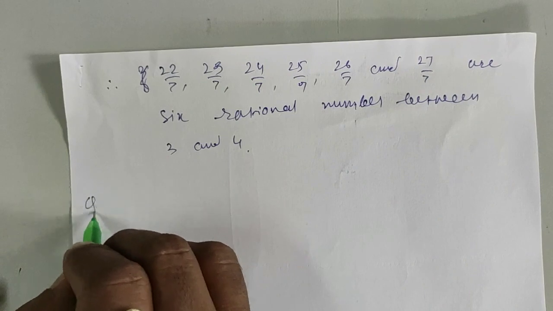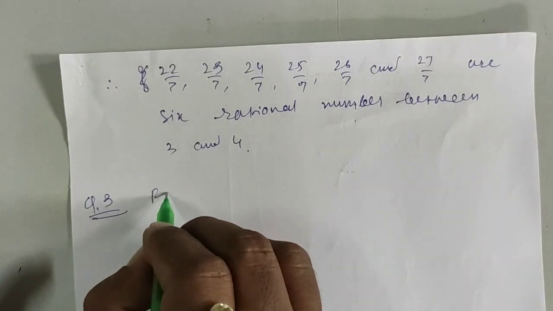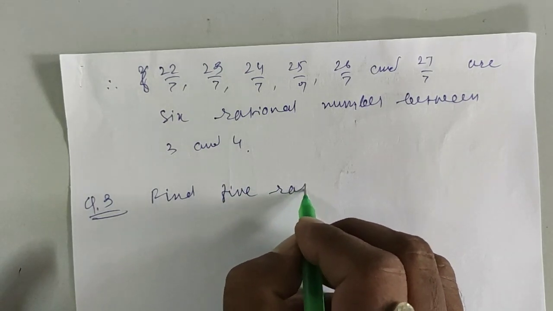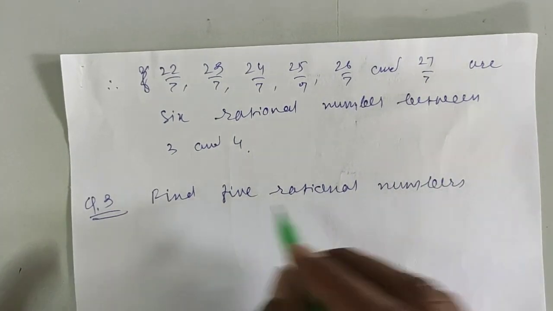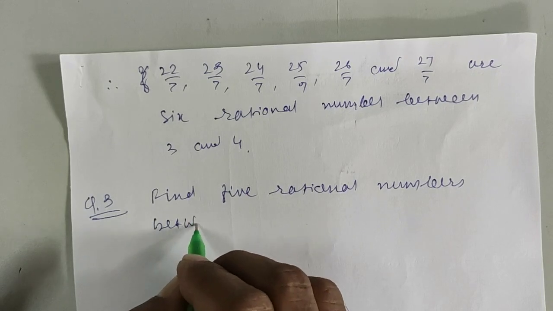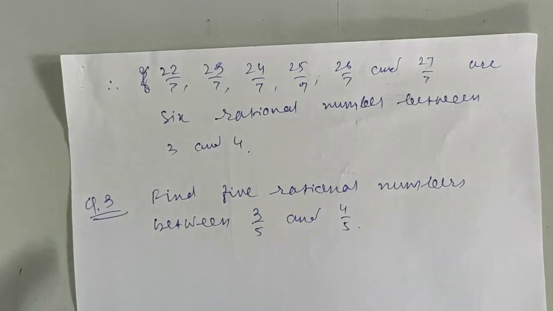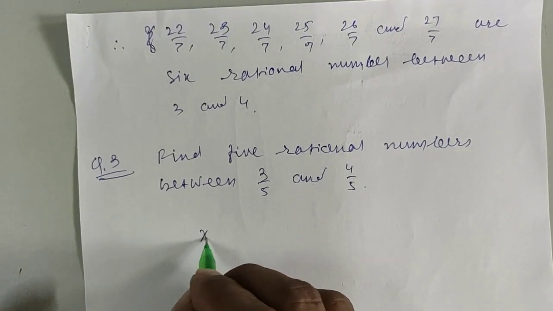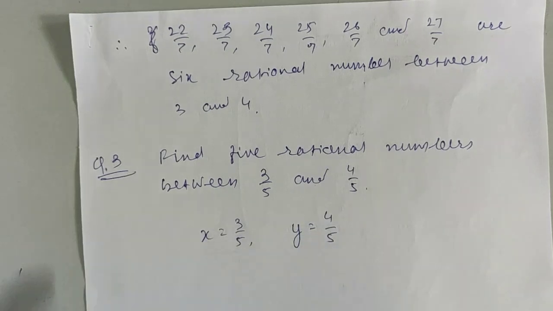Question number 3. Find 5 rational numbers between 3/5 and 4/5. Here x is equal to 3/5 and y is equal to 4/5.